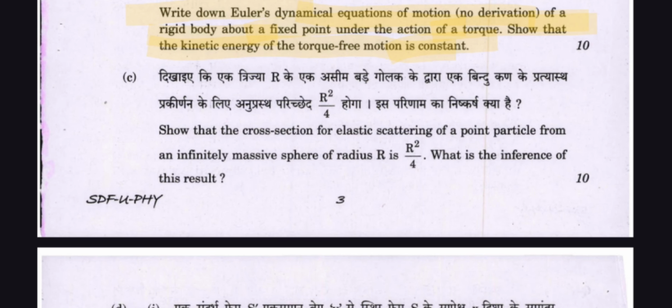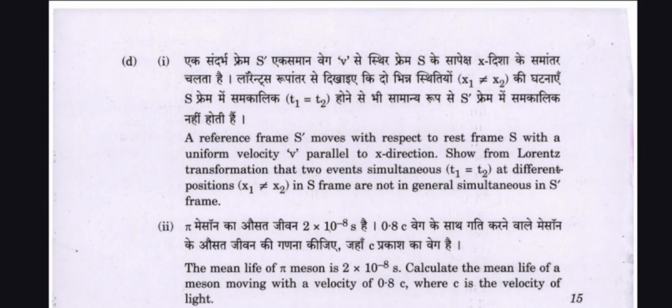Show that the cross section for elastic scattering of a point particle from an infinitely massive sphere of radius R is equal to pi R square by 4. What is the interpretation of this result? And question number D is here.